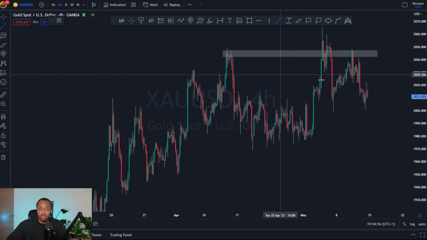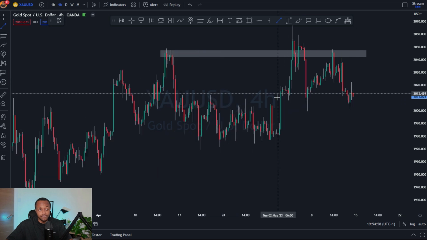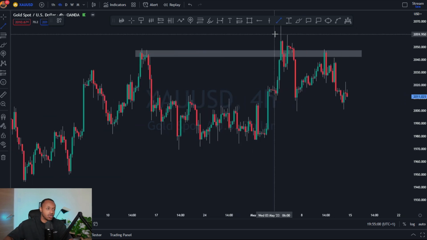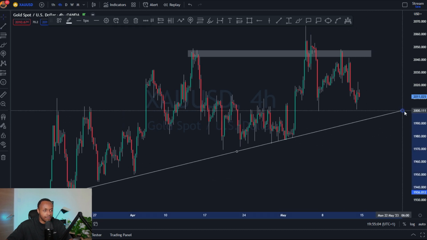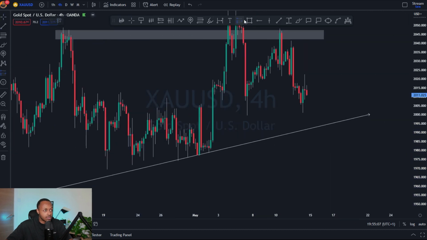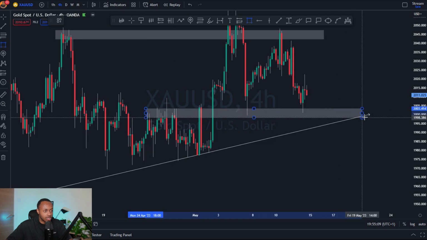I said last week we're showing a lot of signs of exhaustion, and this week we're showing even more signs of exhaustion. So I'm not necessarily a big fan of jumping into buys for gold anymore. If people are, there could be some nice buys coming to this trend line here with this support level.